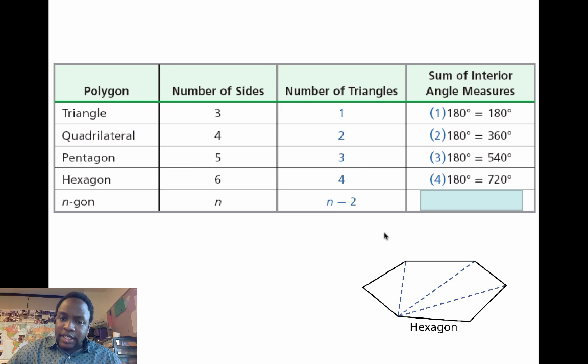Now, what's the relationship between the number of triangles and the sum of the interior angles? Well, the sum of the interior angles is the number of triangles times 180. So for this, it would be the number of triangles times 180 degrees. So n minus 2 times 180. This is the sum of the interior angles of an n-gon.